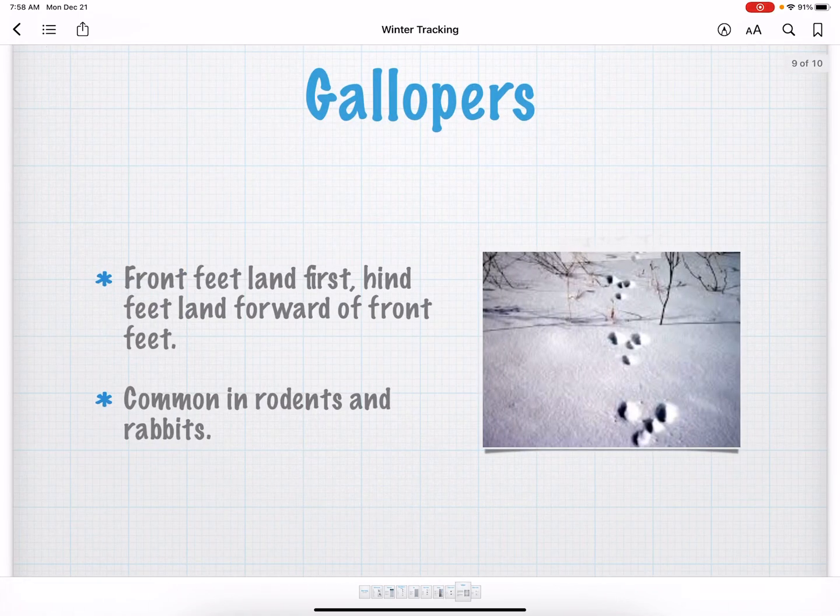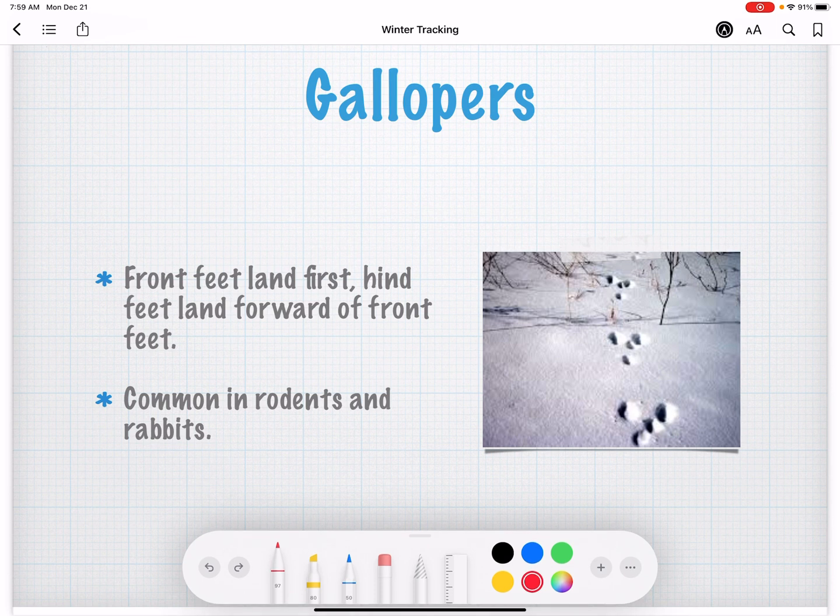And finally, we have the gallopers. And these guys are really funny ones. They exhibit a galloping track pattern. By that we mean that their hind feet actually land just ahead of their front feet as they bound along. And it's hard to imagine that the hind foot tracks are actually ahead of those front foot tracks.